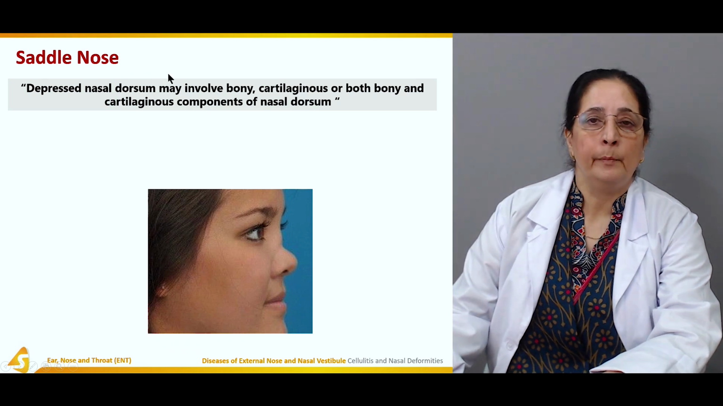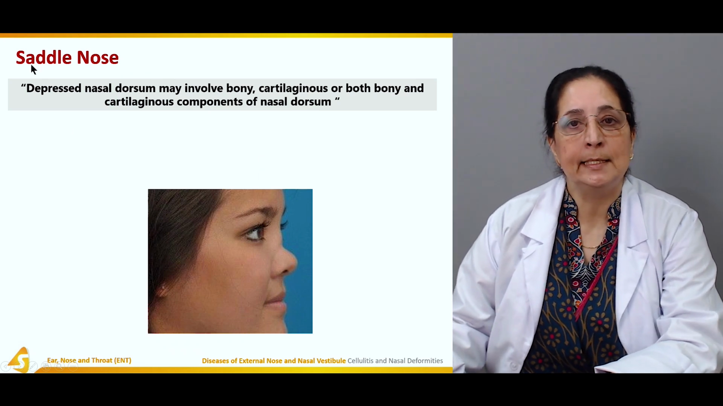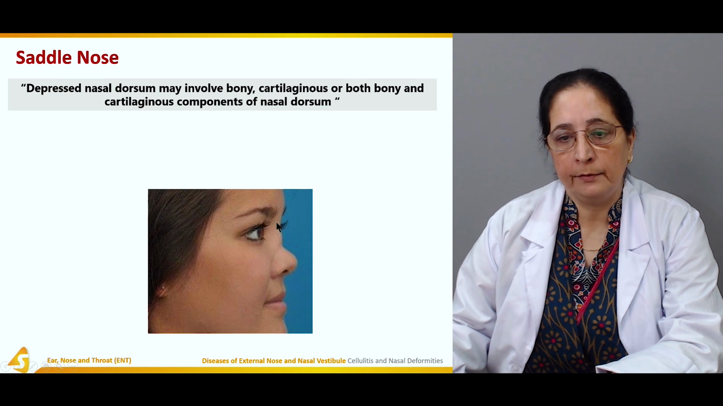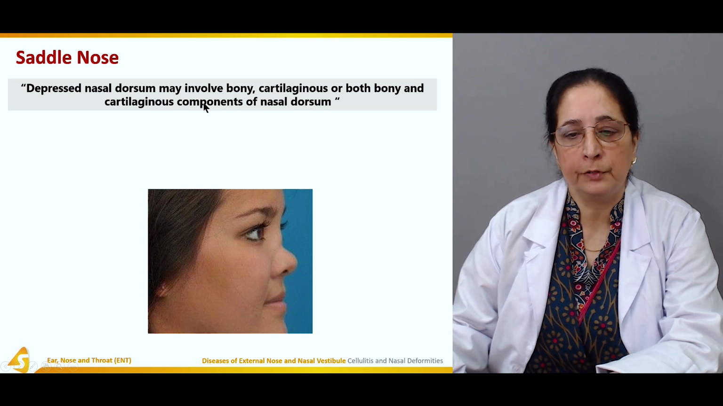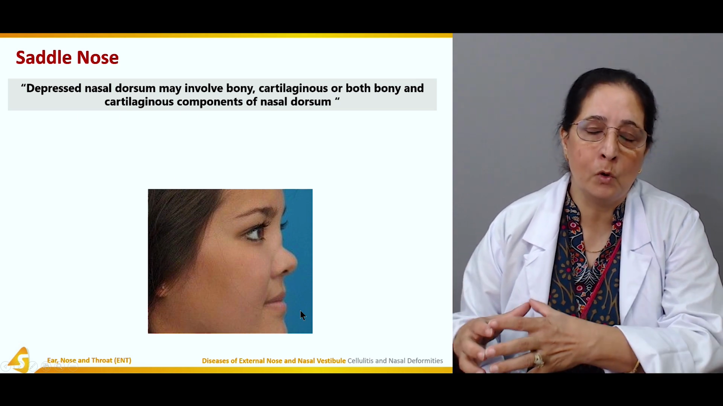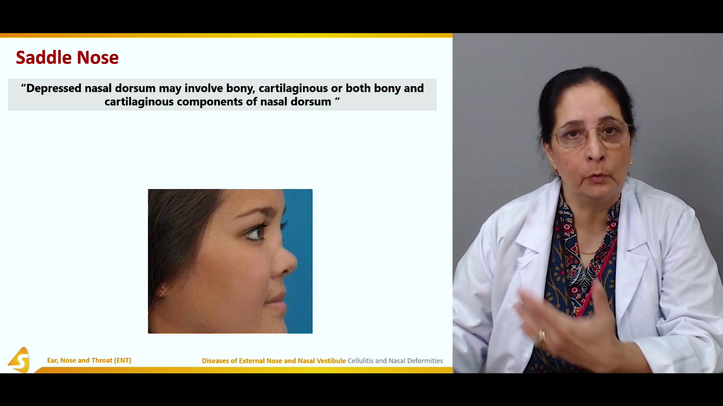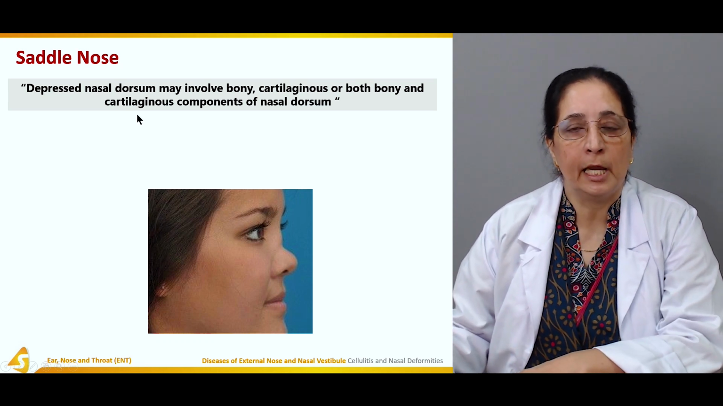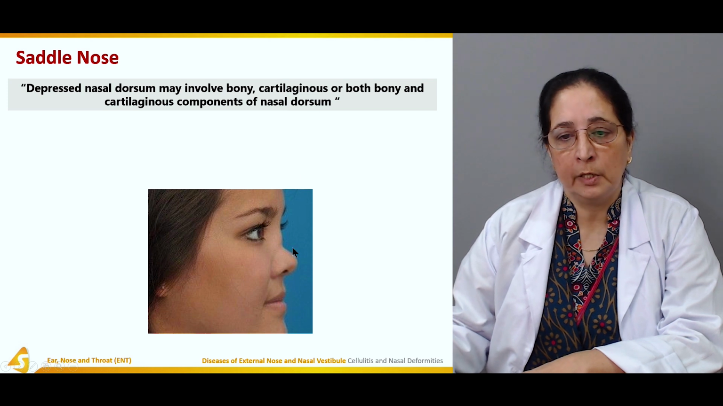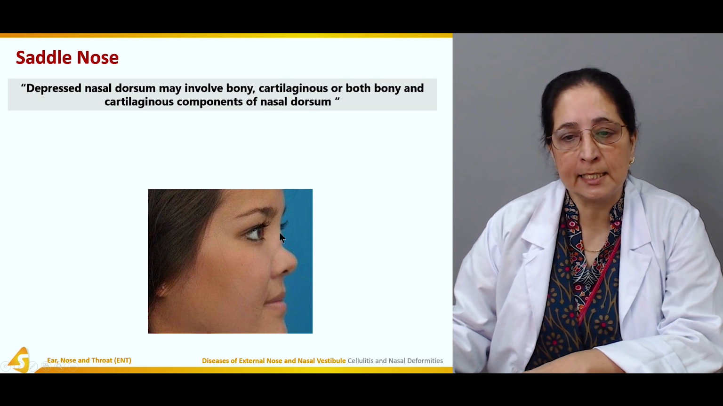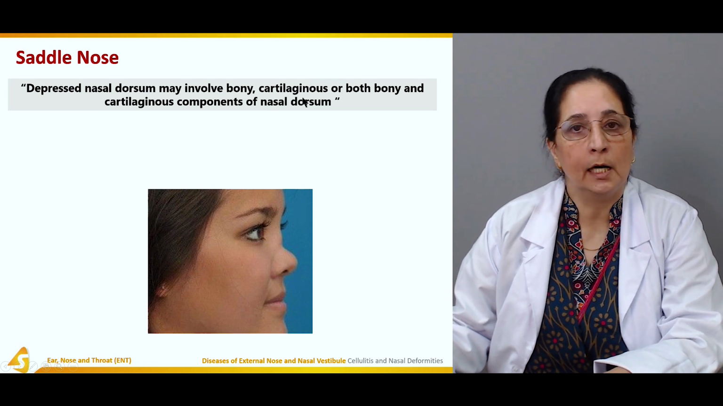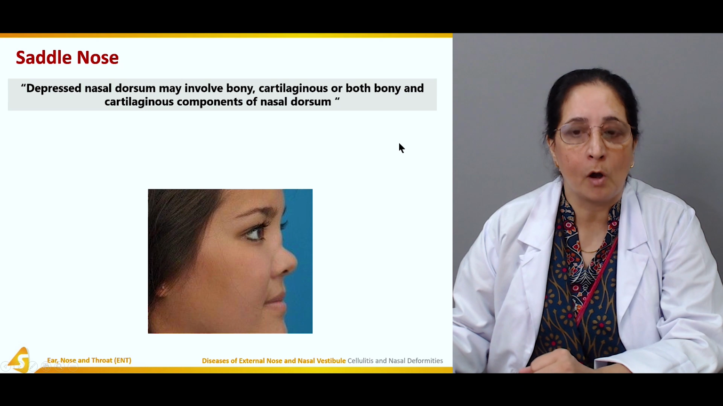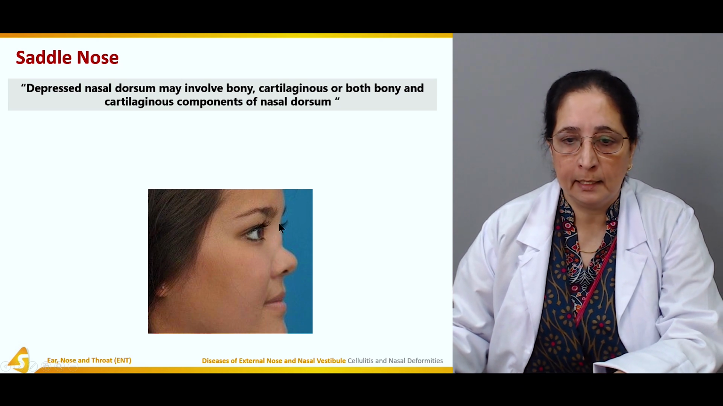Then one deformity of the nose is known as the saddle nose. Here if you see this, there is a depressed nasal dorsum. There is depressed nasal dorsum and it can affect the bone or the cartilage, or both bone and cartilage can be involved. So here there is depressed nasal dorsum and may involve bony, cartilaginous or both the components. Here, saddle nose.